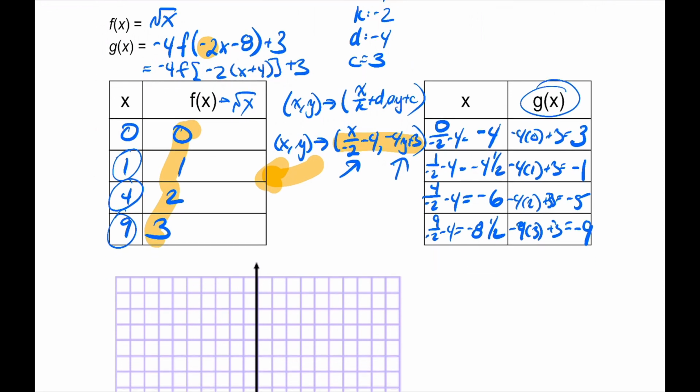So here are the new points: negative 4 comma 3, negative 4.5 comma negative 1, negative 6 comma negative 5, and negative 8.5 comma negative 9.